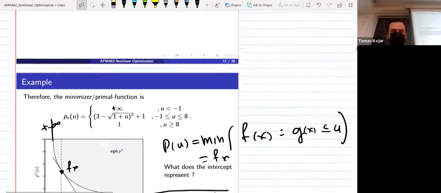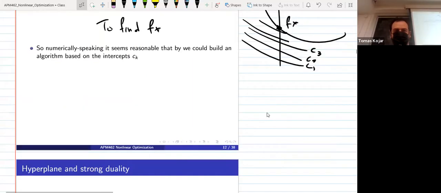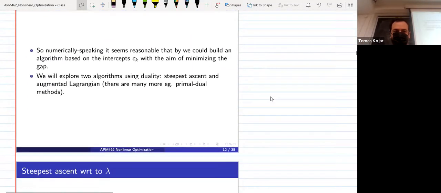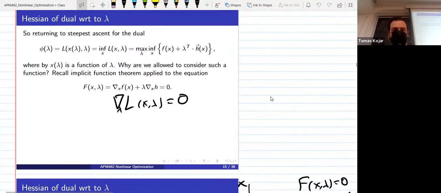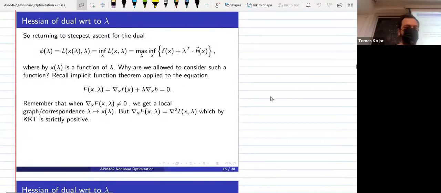All right, let's go back. And it's not zero by KKT. So KKT says that if you have x star to be a minimizer, then you know that the Hessian is strictly positive, right? KKT? Is that what it is? Okay, what else to talk about?